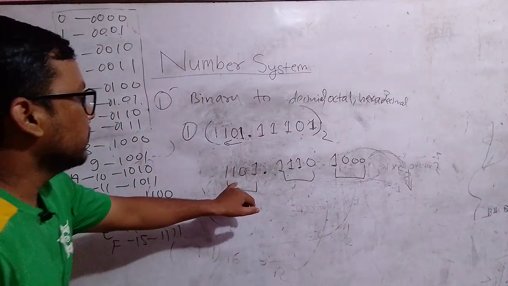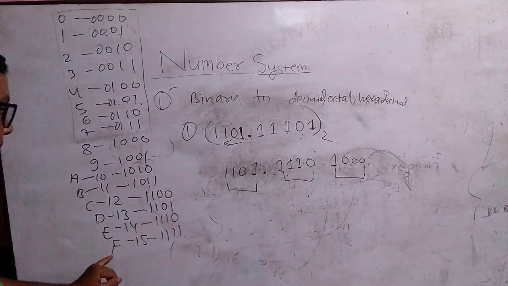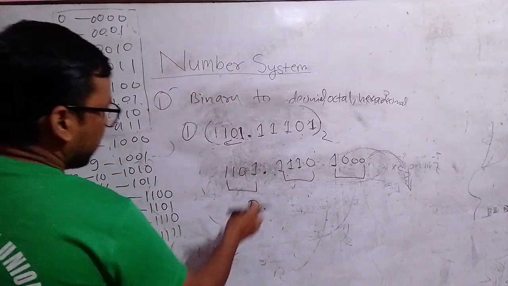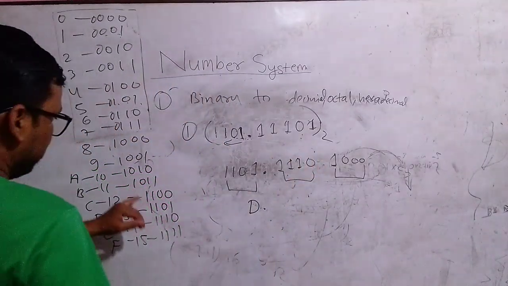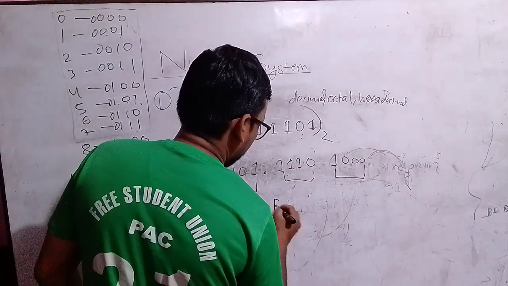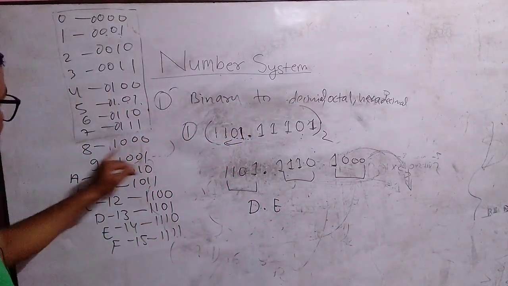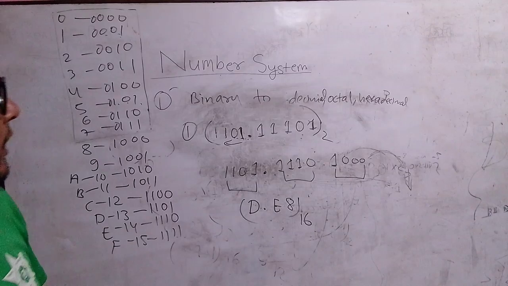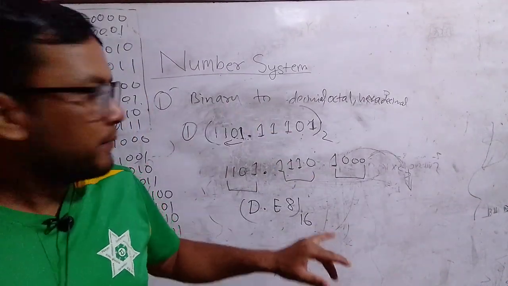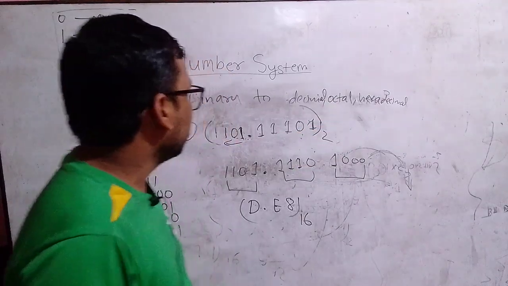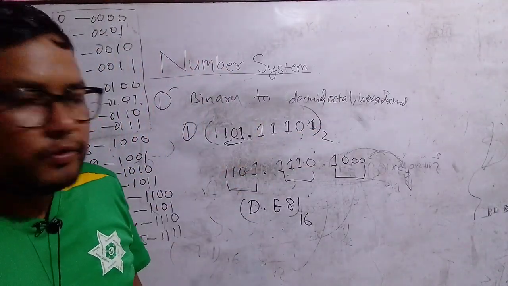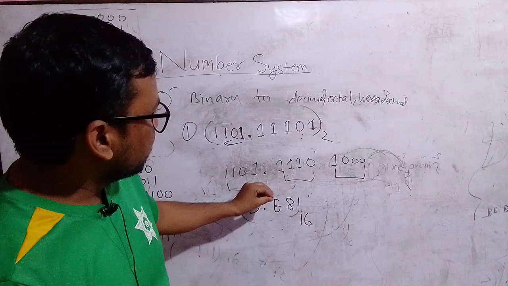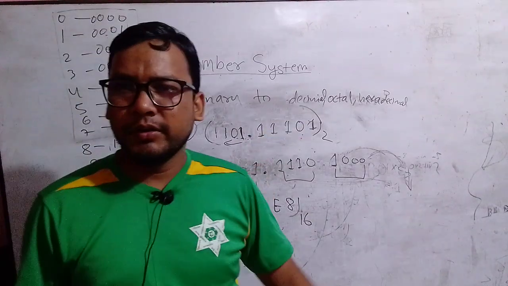Now what does 1 1 0 1 mean in the hexadecimal number system? 1 1 0 1 means D, dot. 1 1 1 0 means E, and 1 0 0 0 means 8. This is the hexadecimal equivalent. Now we have obtained the decimal, octal and hexadecimal equivalents of the binary number. We apply the same procedure to convert the binary number into any other number systems.